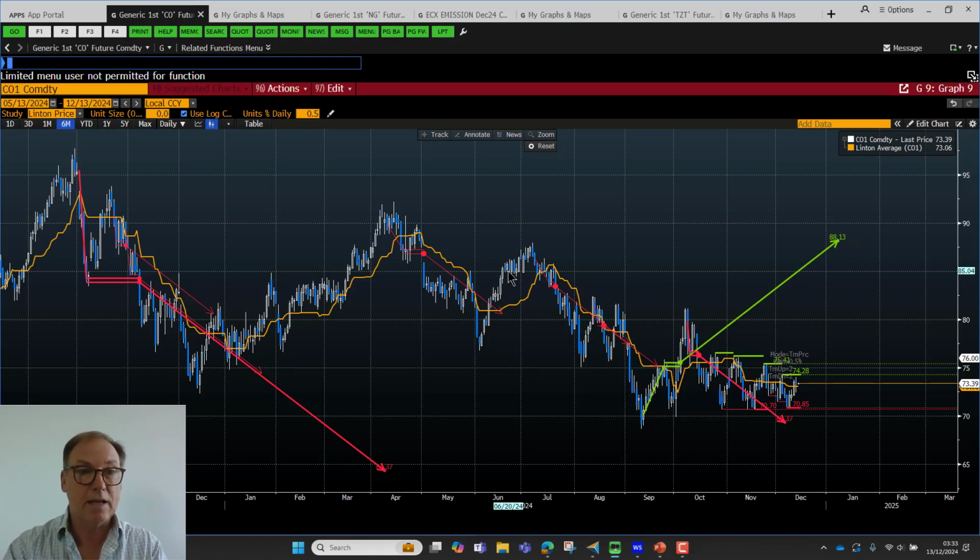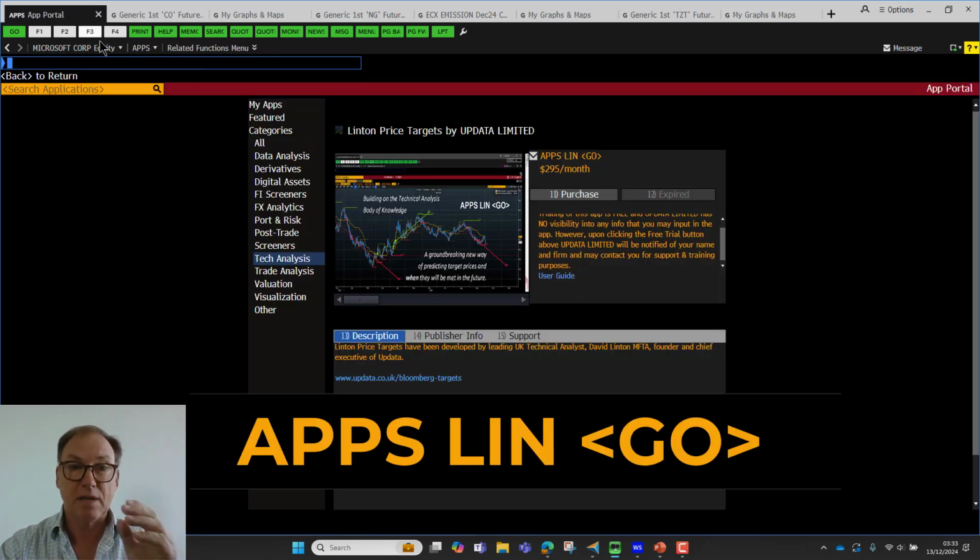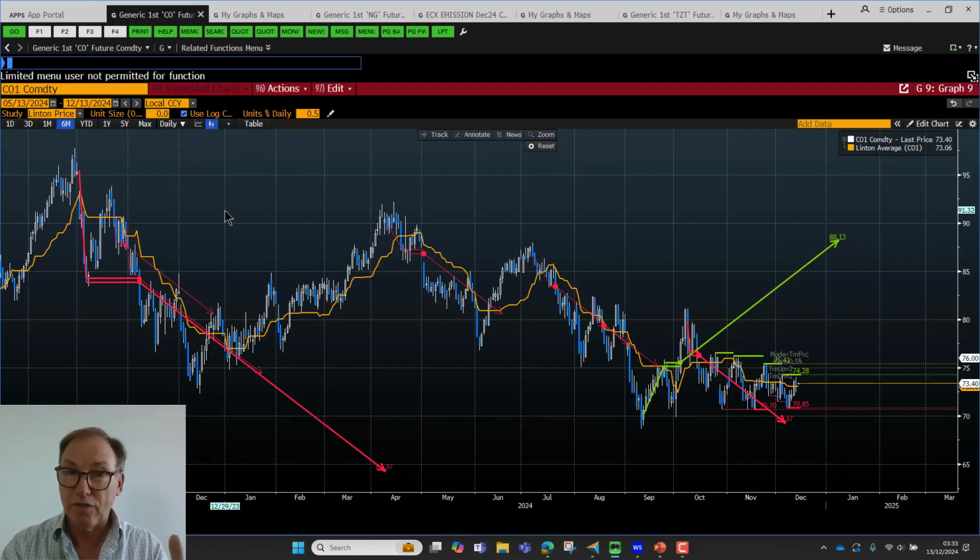I'm sitting here looking at crude oil, first of all. If you want to use these targets on your charts on Bloomberg, what you need to do is just go to APPS LIN Go. If you type APPS LIN Go, it will take you to the targets. You can add them onto your charts. A lot of you are already using them. It's great seeing all the questions coming in, and I'll do my best to answer the questions in Charts Today each day as we go forward. Those of you taking a trial of the targets, hopefully this just helps you get even more for them.